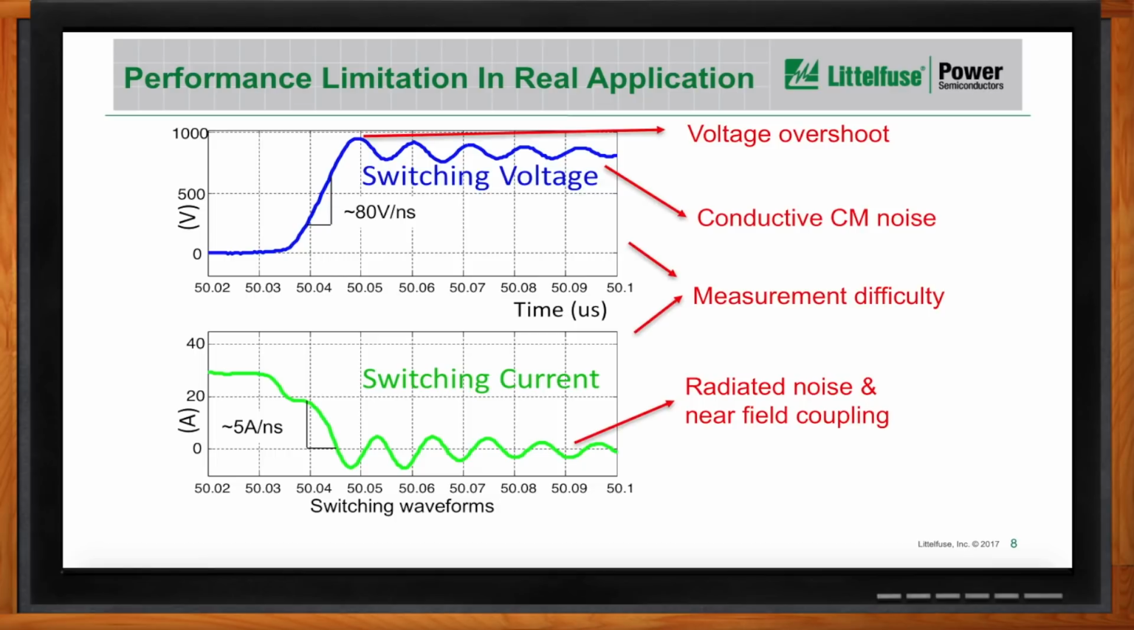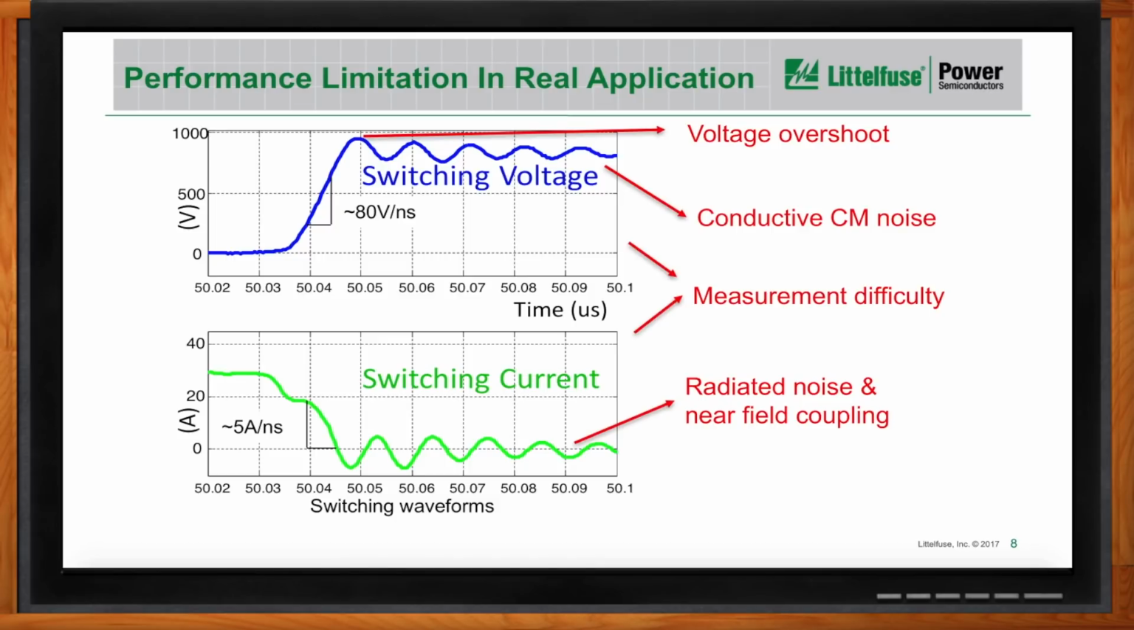Okay, so it seems like these are all theoretical problems. How do they really show up in my real world design? And how is that different with silicon carbide from what I've seen with silicon? That's a very good question. Actually, the answer is there's no significant difference.